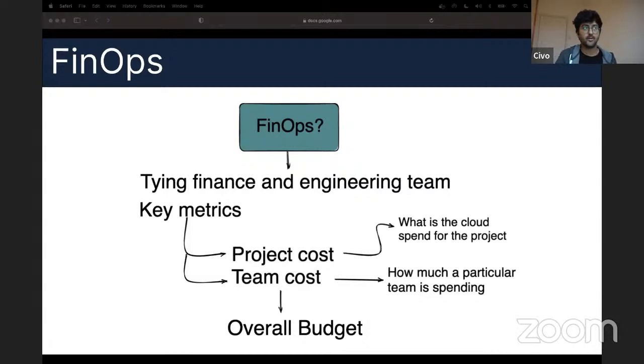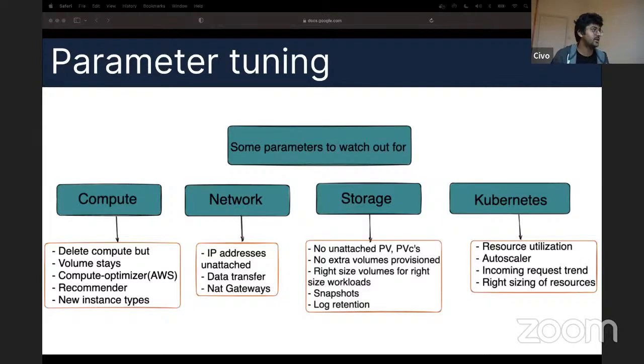We're running out of time here, so sorry about that, but since we're talking about Kubernetes cost monitoring, here are some things you can watch out for. For compute: delete compute and volume stays and new instance types. For network: IP addresses, unattached data transfers, NAT gateways. For storage, as I mentioned previously: unattached PVCs, extra volumes, snapshots and log retention. And for Kubernetes, we talked about the autoscaler and other things, so you can check it out as well.